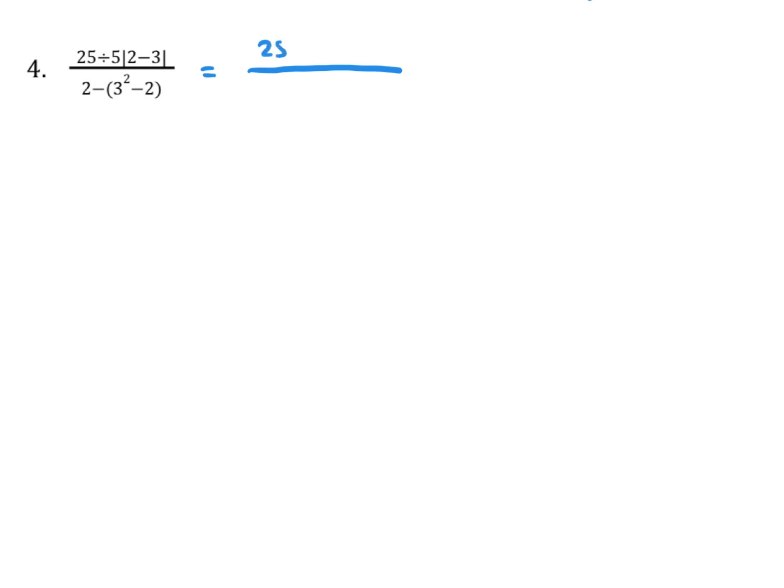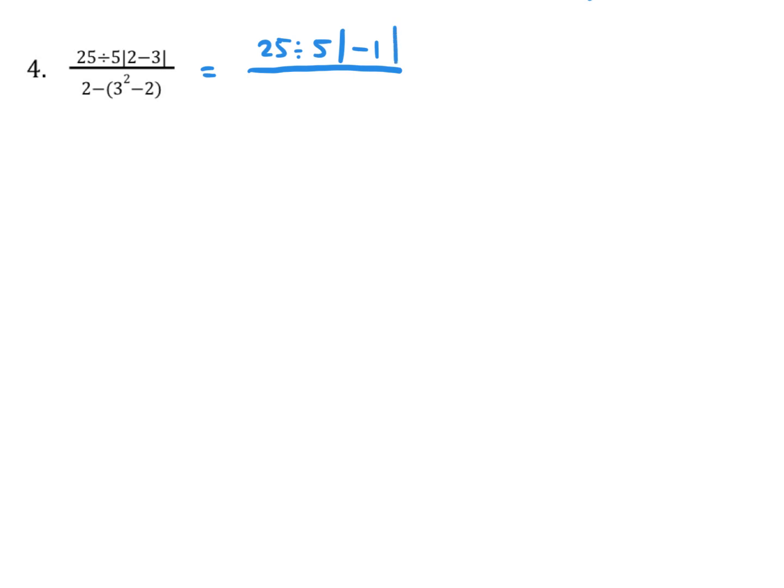So we've got 25 divided by 5. I'm just going to copy those down, and I'm going to do what's inside the absolute value because that absolute value is acting like parentheses. There's stuff to do inside there. So I'm going to do 2 minus 3, and that's -1. So I get the absolute value of -1.